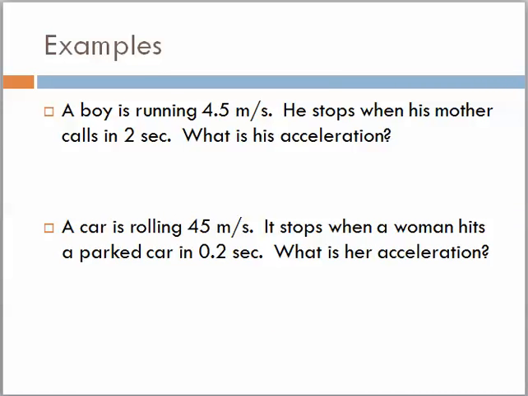First example of this is we have a boy that's running 4.5 meters per second. He stops when his mother calls in 2 seconds. Well, what is this acceleration? I'm going to make a little list. This is the information, and it says he stops, so his velocity final is 0 meters per second. His velocity initial is 4.5 meters per second, and the time is 2 seconds.